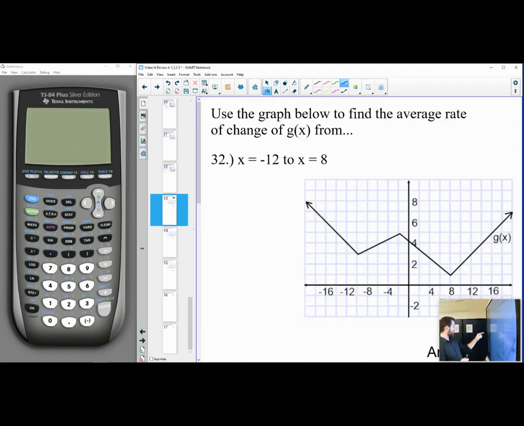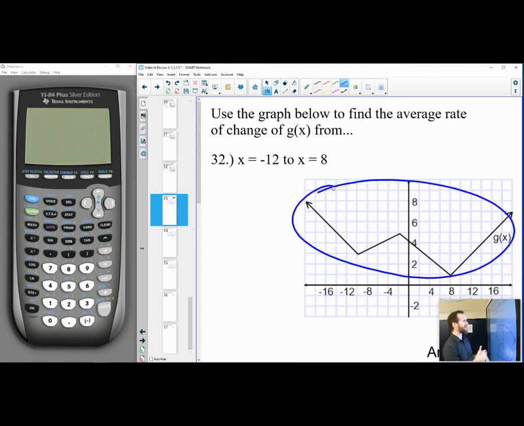Number 32. Just 1, 2, 3, 4, 5 more to go. Almost there. I can see the light at the end of the tunnel for this video. Where am I? So find the average rate of change. Okay, so basically the same type of problem. Even though this is not a quadratic, it's not a parabola, we still approach it the same way.